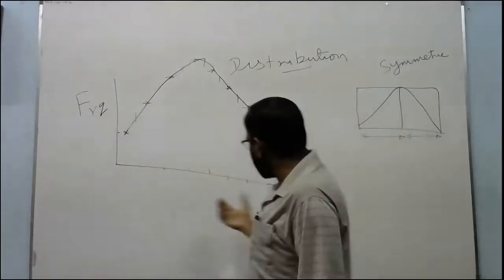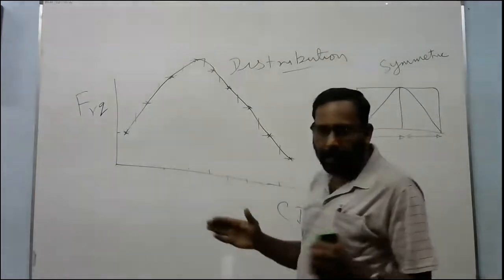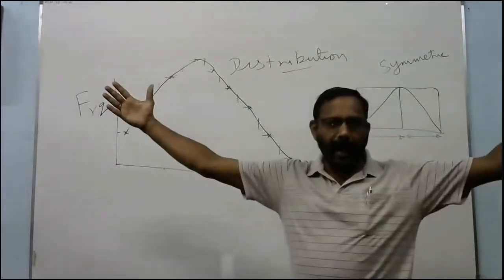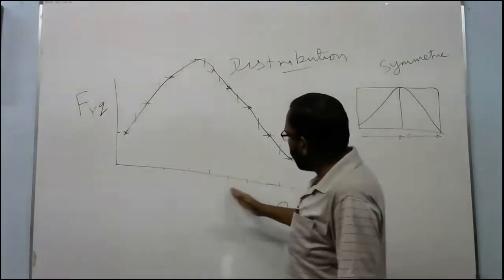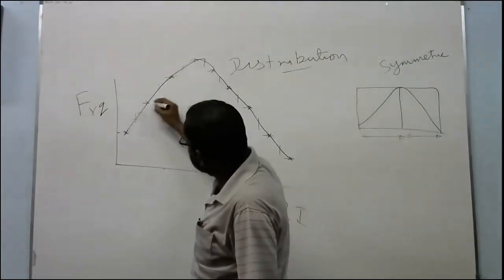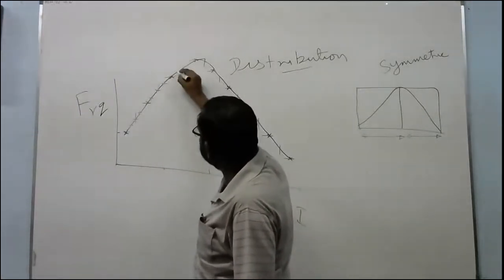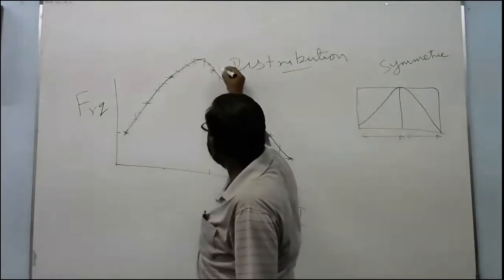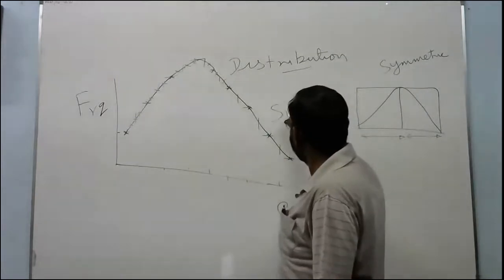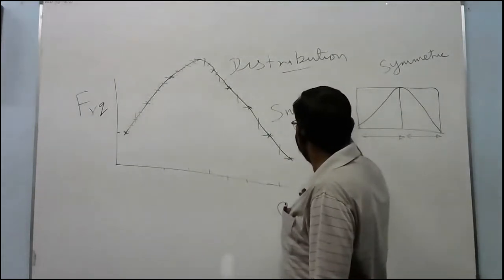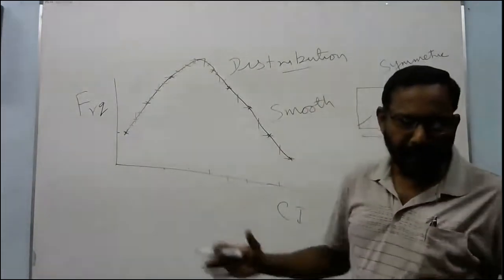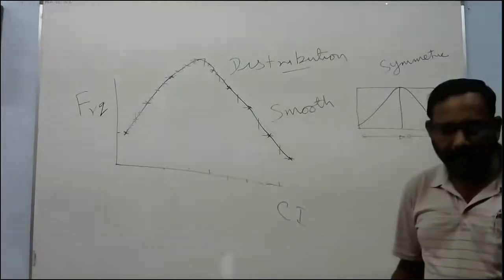Now, if the class interval becomes narrower and narrower, we can have a very large number of classes. If you have a very large number of classes, we can have a large number of points. When you have a large number of points, that will make the graph very smooth.